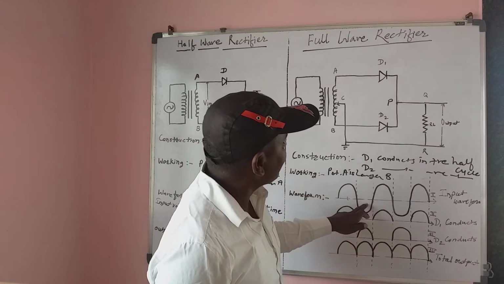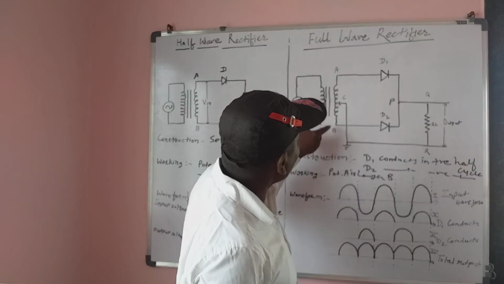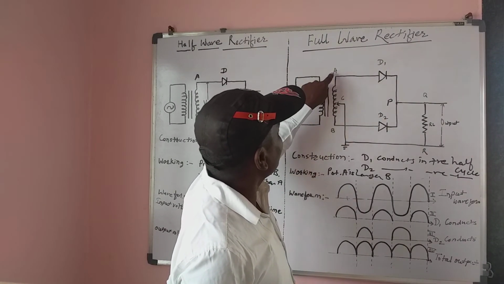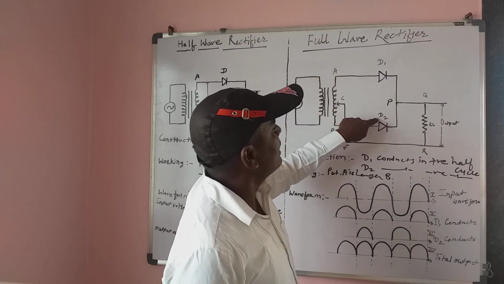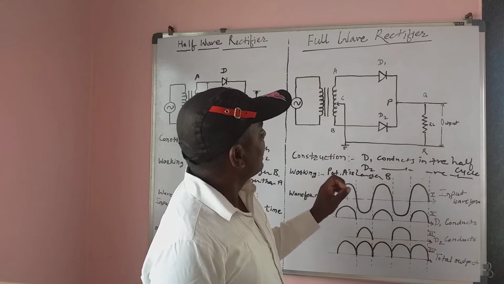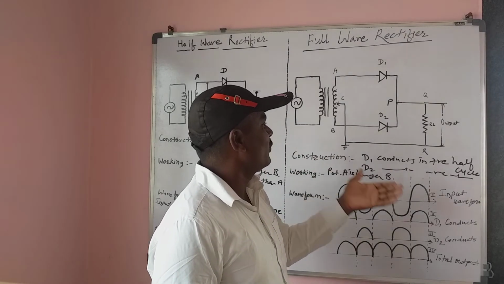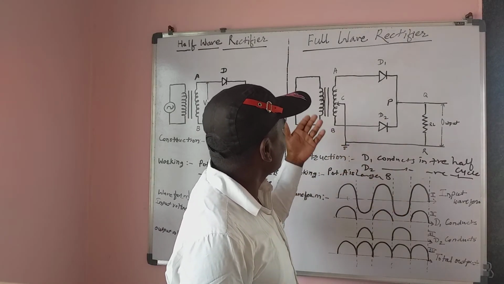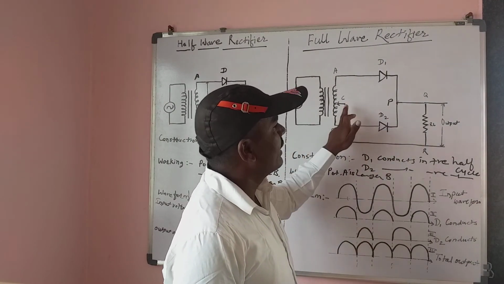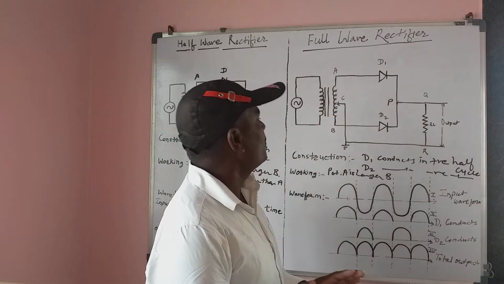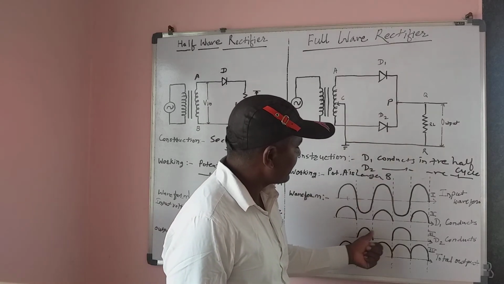When the negative half cycle begins, the potential at the point B is larger with respect to the point A. In that condition, diode D2 is in forward bias, it conducts and current flows. The current follows the path B, P, Q, R, C, and we get the negative half cycles in the output when diode D2 conducts.